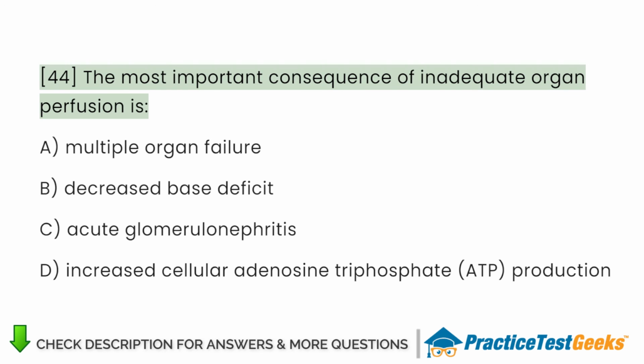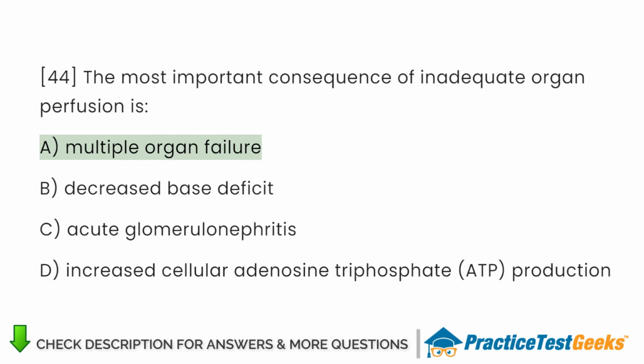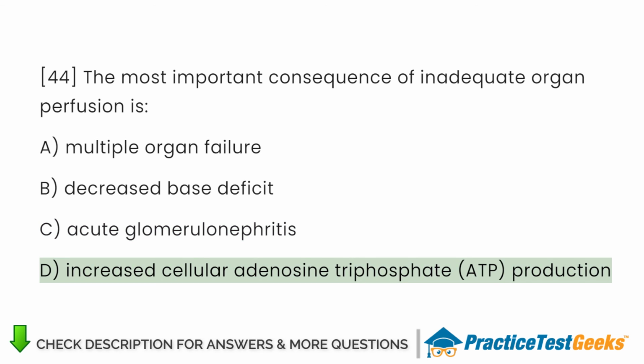The most important consequence of inadequate organ perfusion is A. Multiple organ failure, B. Decreased base deficit, C. Acute glomerulonephritis, D. Increased cellular adenosine triphosphate (ATP) production.